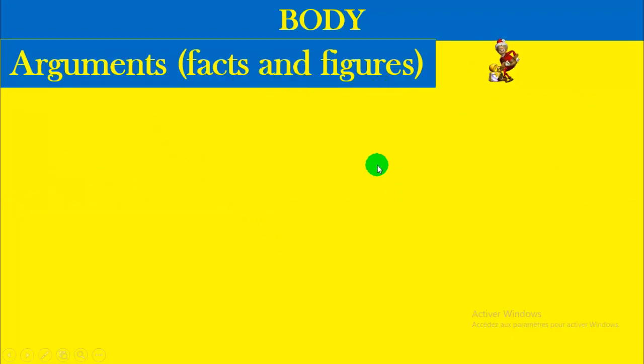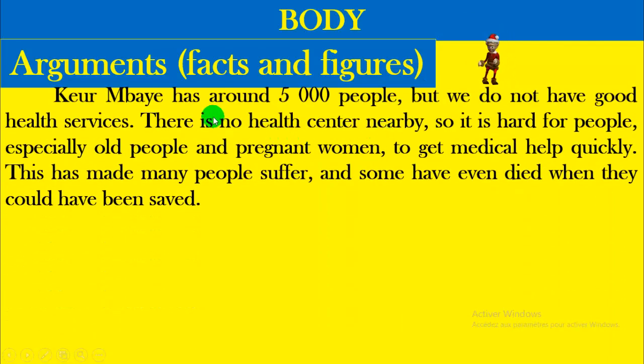Deuxième paragraphe, paragraphe 2. Arguments, facts and figures. Lorsque vous envoyez une lettre à quelqu'un, vous exposez votre objectif. Maintenant, donnez des arguments pour qu'ils comprennent que réellement, Kermbay a besoin d'un hôpital, de services de santé. Les arguments, c'est quoi? Des faits et des chiffres.